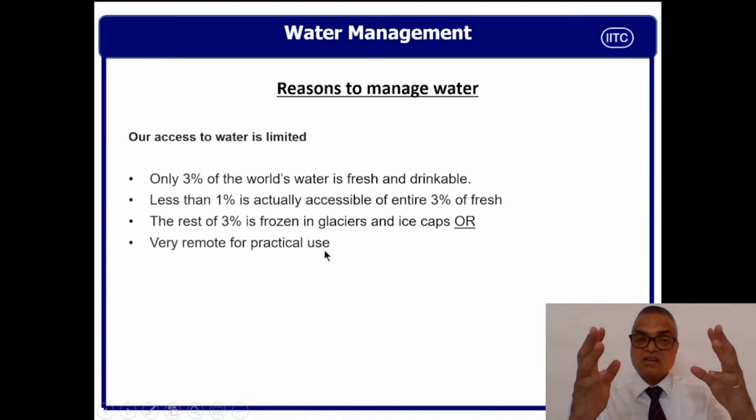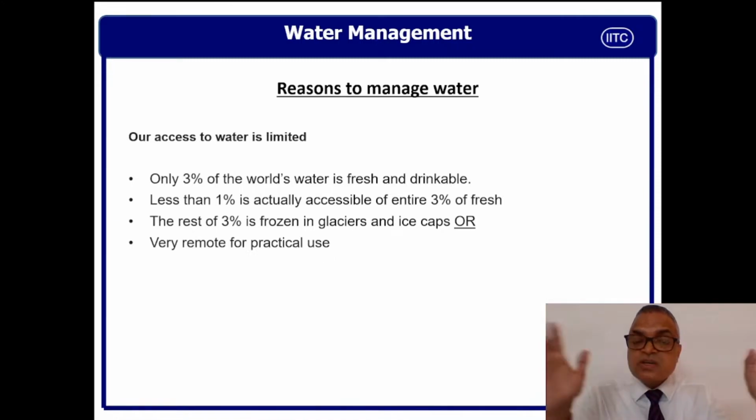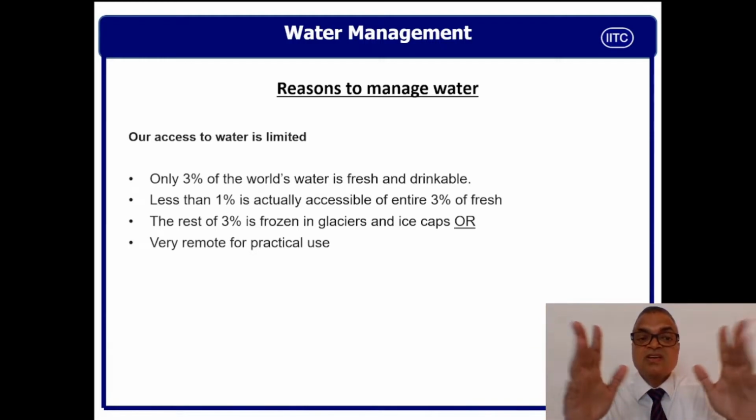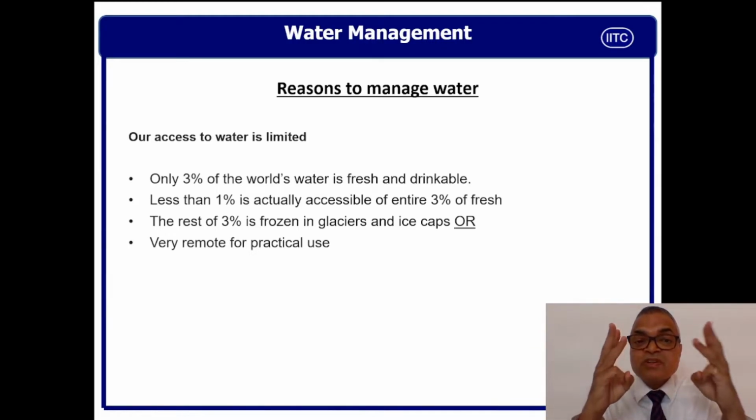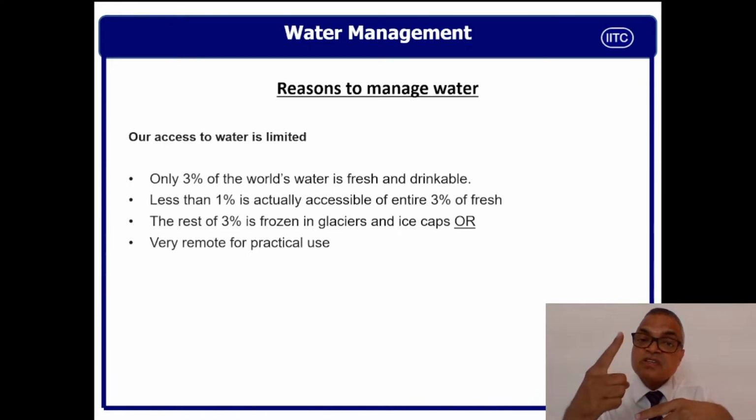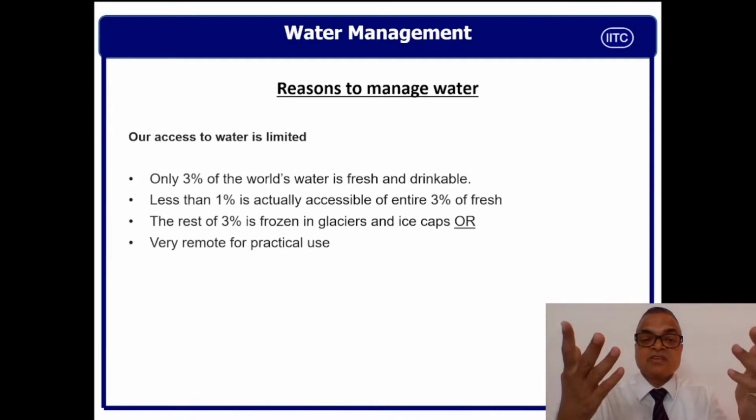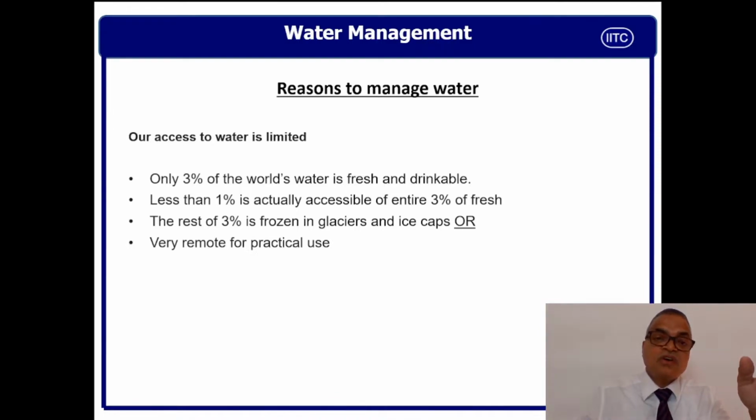So now you understand, out of two-thirds of water, surface water or groundwater, only 3% is available fresh and drinkable. And out of that 3%, only 1% is available and easily accessible. The other 99% is not easily accessible. It is in the form of ice, glacier, ice caps, or available in remote areas which are not accessible. So now you understand the value of managing water.